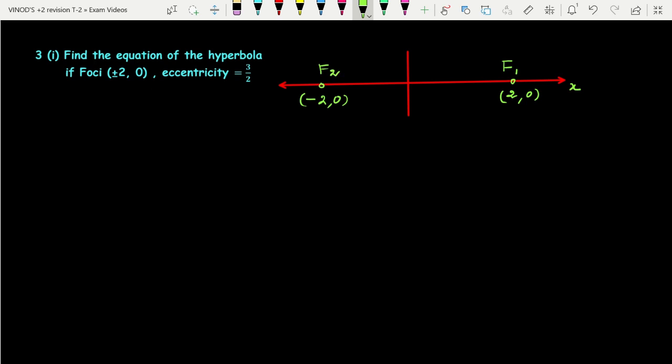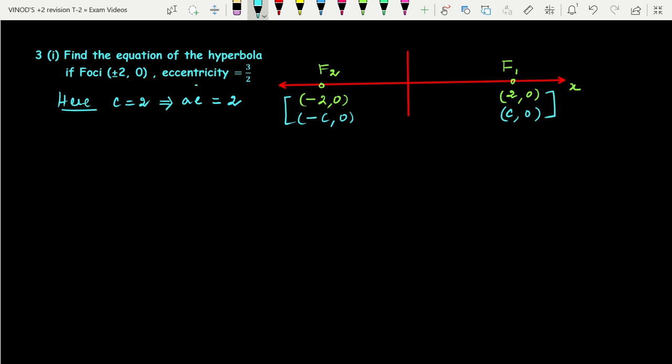The distance of the focus from the center is C. So the focus can be compared with C, 0. Left side it is minus C, 0. So on comparing these two, we are able to see that C is equal to 2. So here C is equal to 2. C is nothing but A into E. A into E is equal to 2.